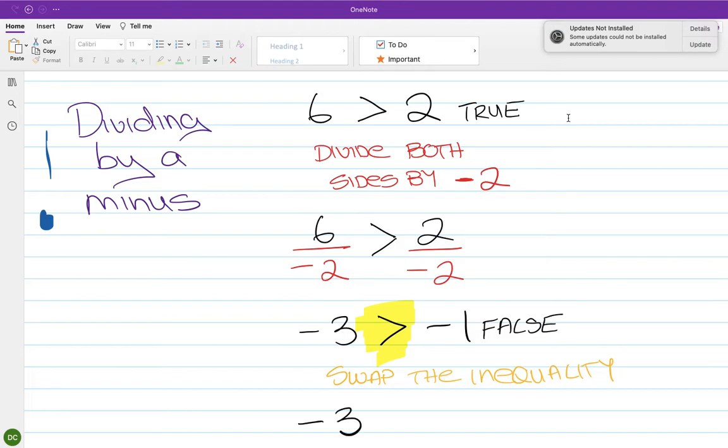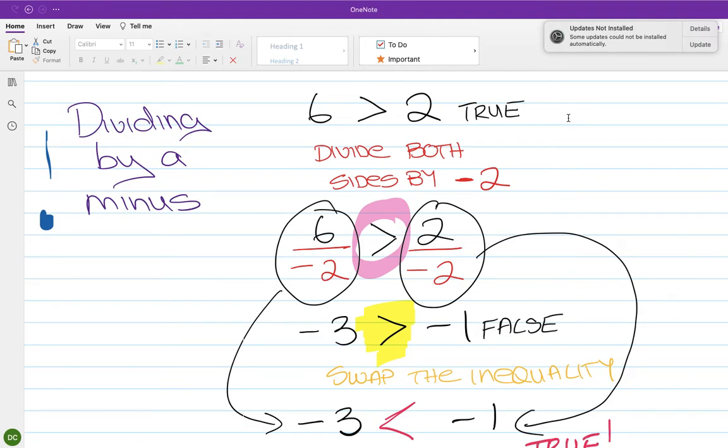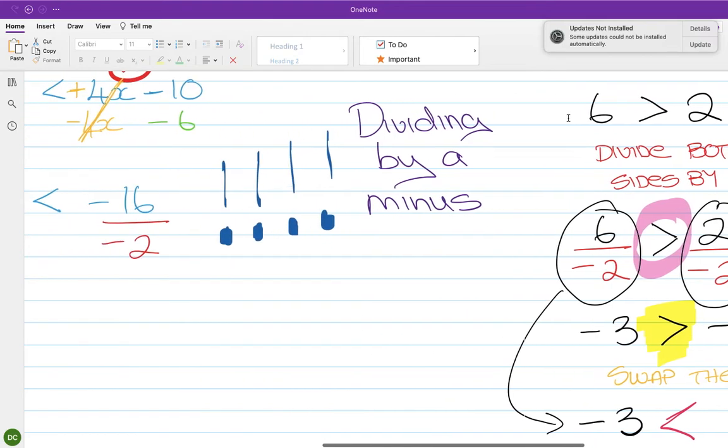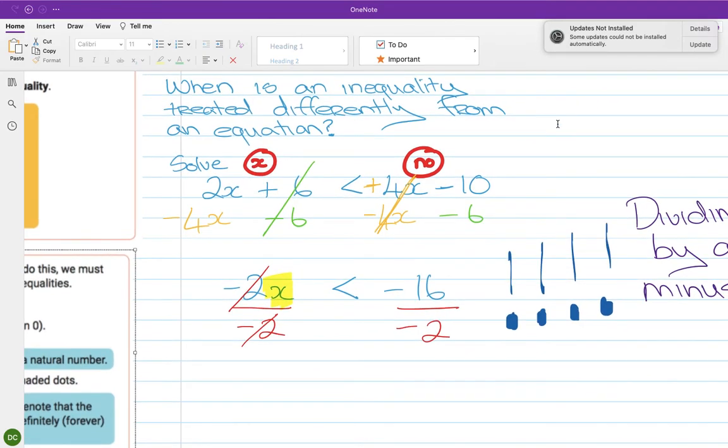you need to do the dividing. So 6 divided by minus 2 gives me minus 3, and 2 divided by minus 2 gives me minus 1. But I have to remember to swap my inequality so that it faces in the other direction. And now what I have is true. Minus 3 is less than minus 1. That's true.